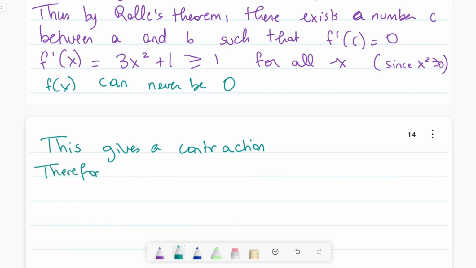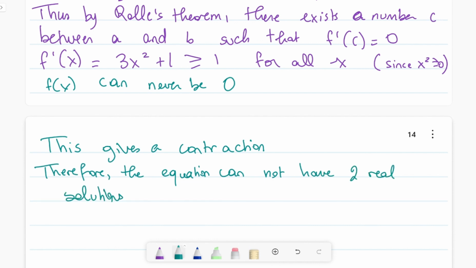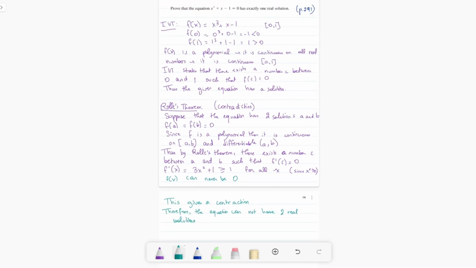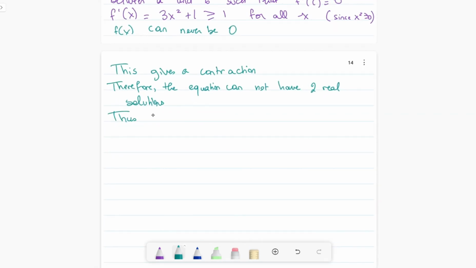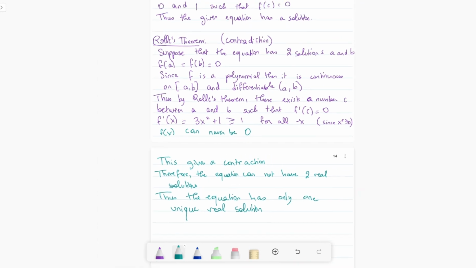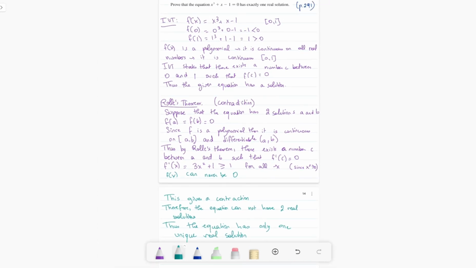Therefore, the equation cannot have two real solutions. And now we have proved, so thus the equation has only one unique real solution. So we have proved using IVT and Rolle's theorem that the equation has exactly one real solution.